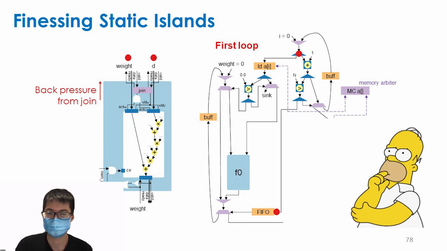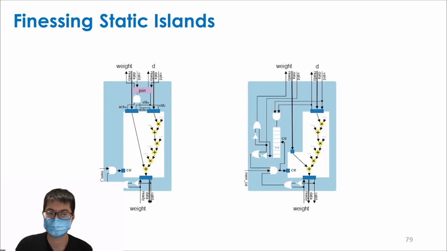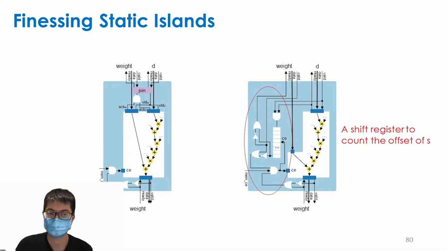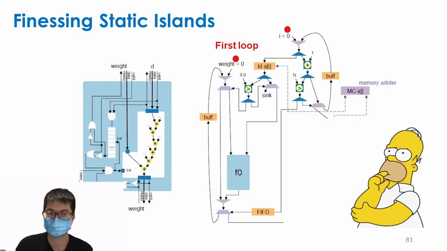The wrapper is not aware of the fact that not all the inputs are needed to start the execution. We propose a new wrapper design, taking these time offsets of inputs into consideration. We use a shift register to count the number of cycles between the start of execution and the use of an input. This lifts the restriction introduced by the join component. Now let's try again with our new wrapper.